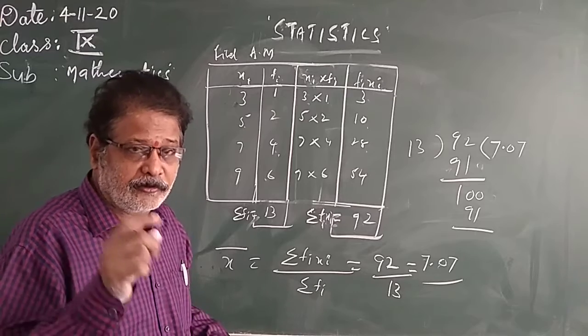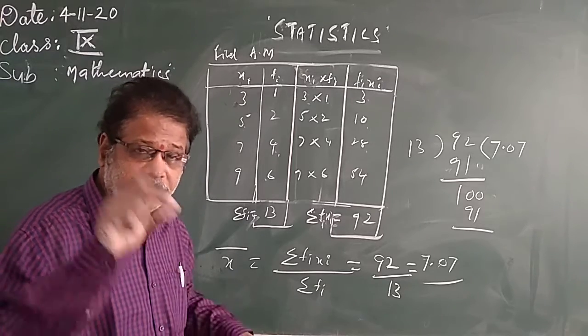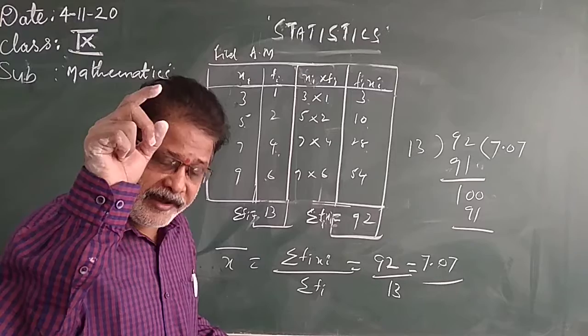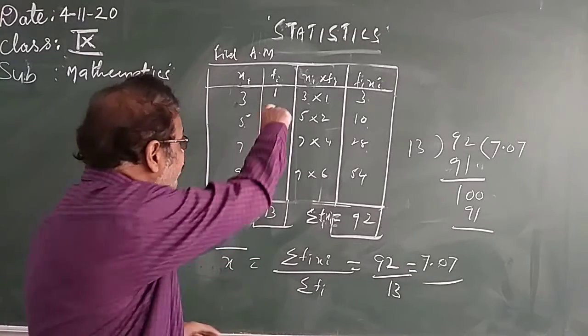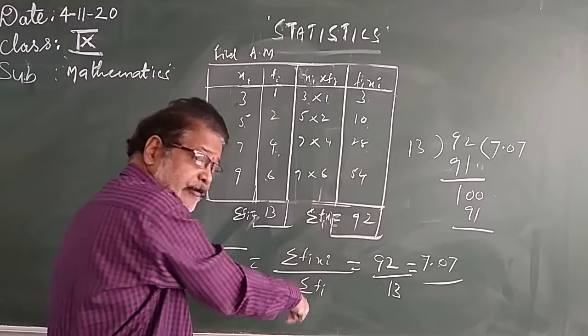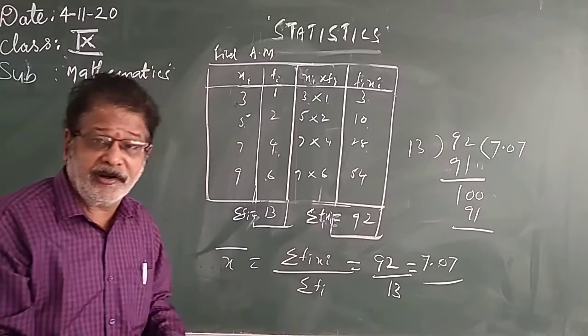For ungrouped data, there are two methods. When only the observations are given, use sigma xi by n. When the observations are given with frequencies, use sigma fi xi by sigma fi. I hope you understand, children.